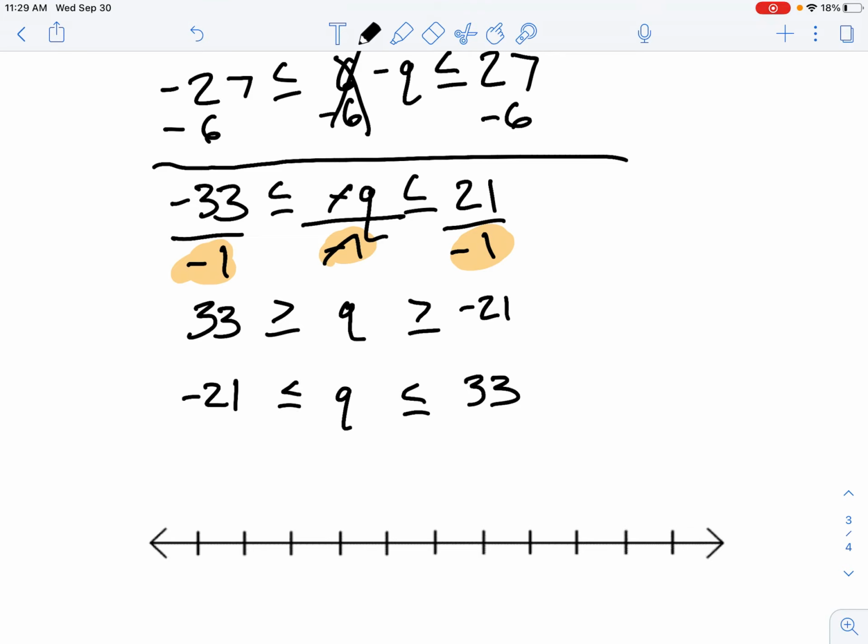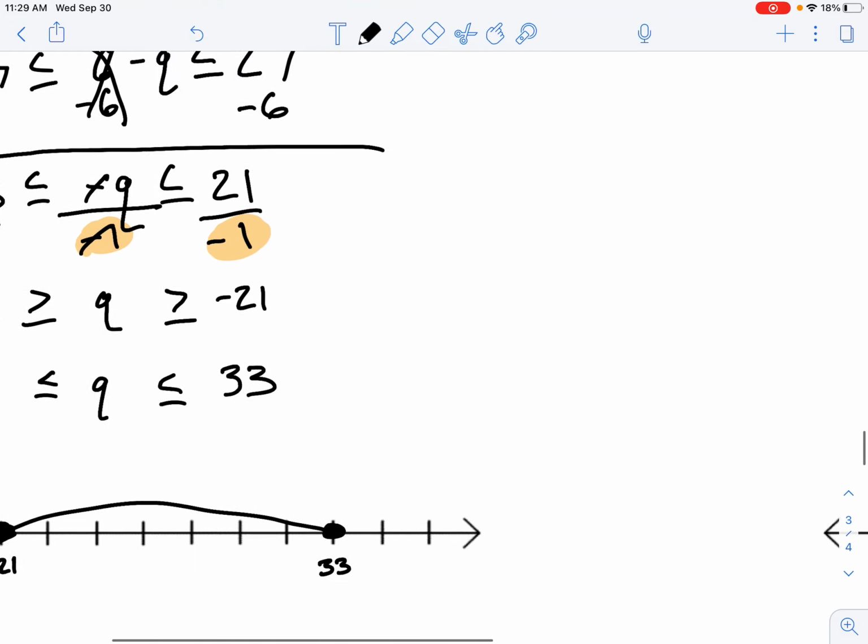Now I can graph. So there's a lot of numbers in between here. I'm just going to do my negative 21 and my 33 up there. You could figure out the best way to graph that. I just don't want to waste a bunch of time doing that right now while I've got you. This is going to be a closed circle. This is going to be a closed circle. It's an AND problem, so we're going to connect them.